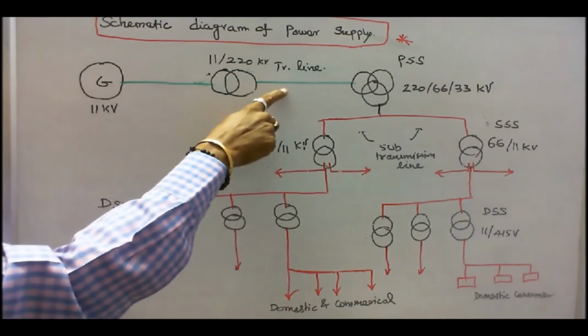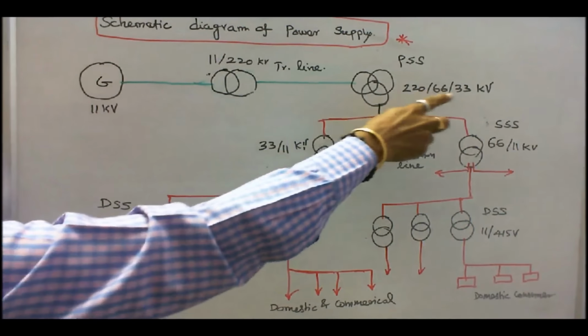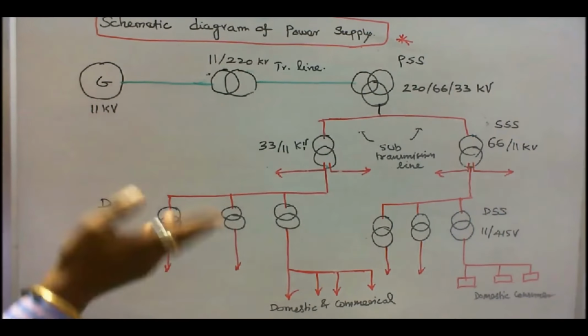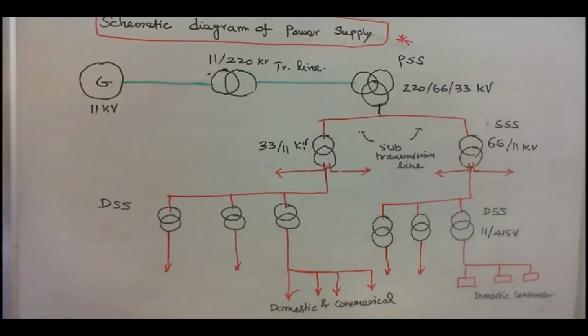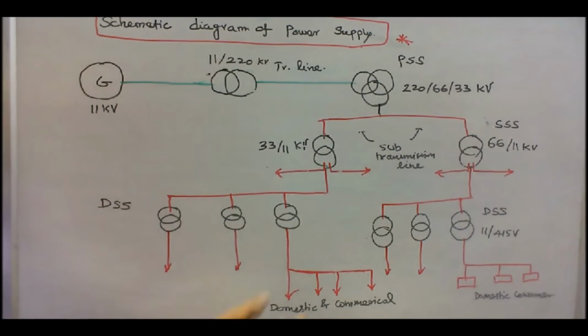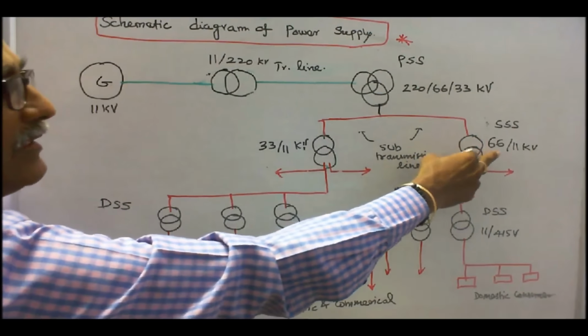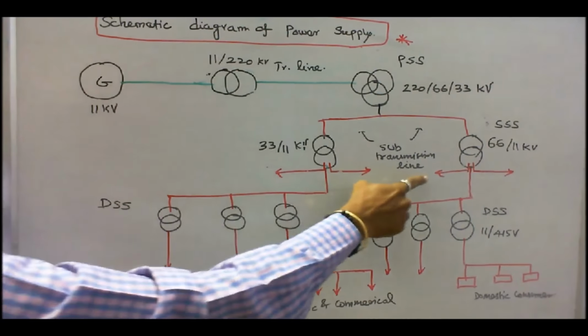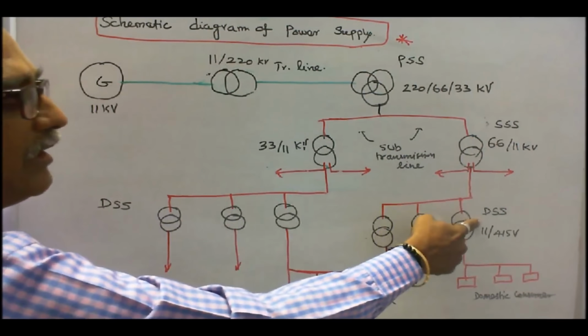This is the main transmission line. Here two voltages are available, 66 and 33. Sometimes 110 is also available, but here I consider only 66 and 33. So this is a secondary substation. In the secondary substation, 66 by 11 and 33 by 11, the 11 kV is available. One feeder goes to the distribution substation.